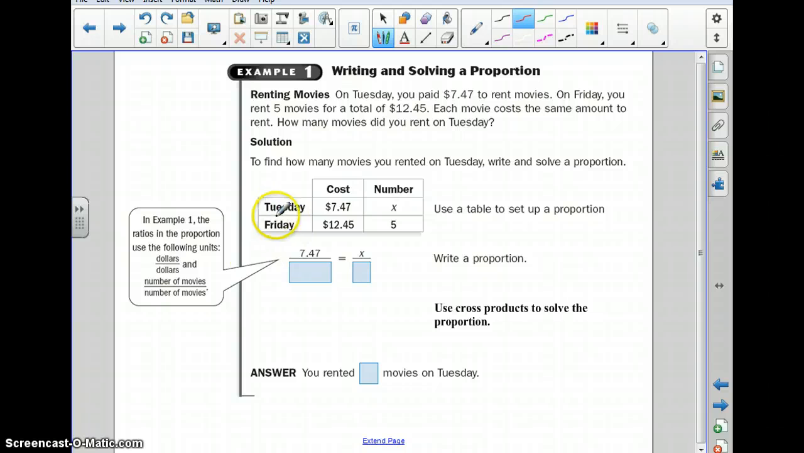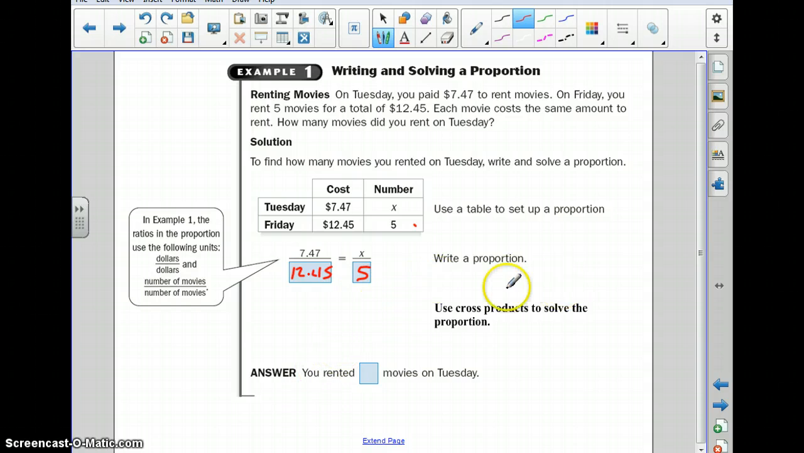Well, we're going to use a table to set up these proportions. And when we set these tables up, you're just going to fill in the information that you know, organize it, get it nice. It says here in example 1, the ratios in the proportion use the following units: dollars and dollars, number of movies, number of movies. So we're going to keep our things lined up the same. Here I have dollars, they're in the same column. Here I have number, they're lined up in the same column. So I'm going to take that table that I made and turn it into a proportion. I'm just going to copy my table down as a proportion. So 7.47 goes here on top, 12.45 goes here on bottom, and then X goes on top, and 5 goes here.